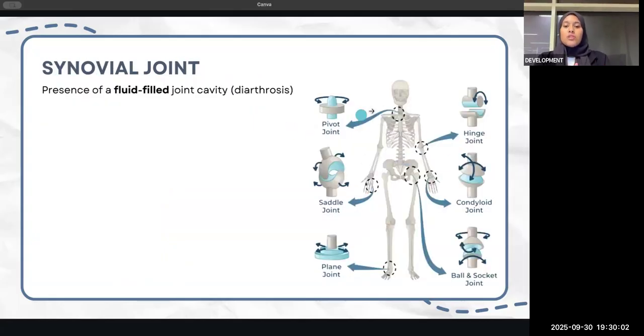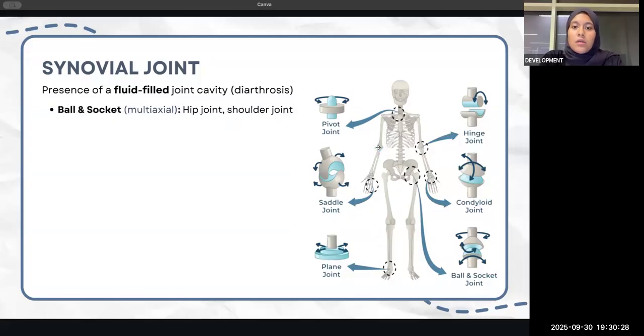Now, our last type of joint is the synovial joint. And synovial joint, honestly, is one of my favorites because it's the easiest. It's basically the presence of a fluid-filled joint cavity. And this allows the joint to move freely. And what do we call joints moving freely? We call this diarthrosis. So every synovial joint is diarthrosis. Now we have many synovial joints, as you can see here, but we're going to go through them one by one.